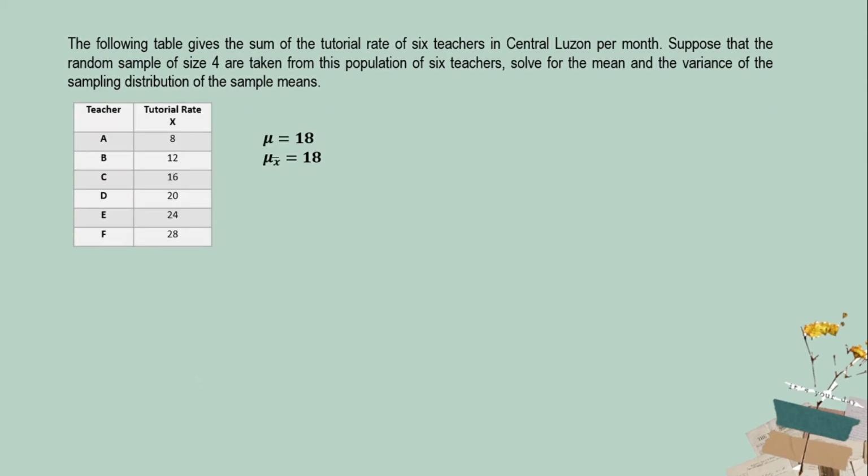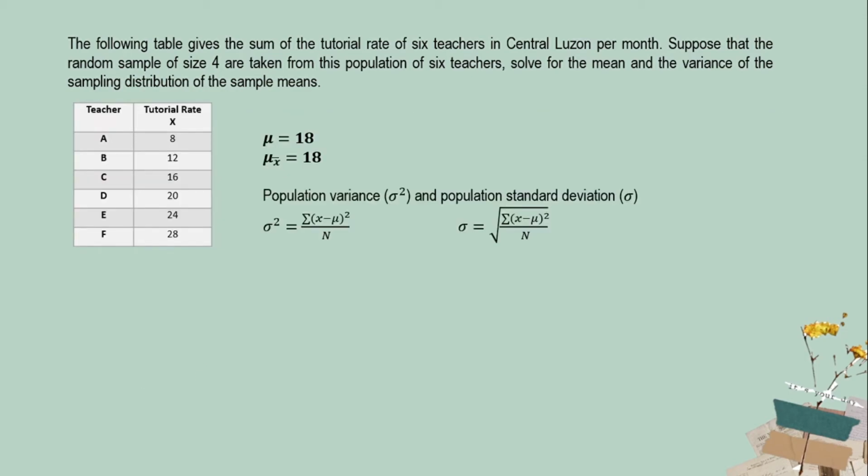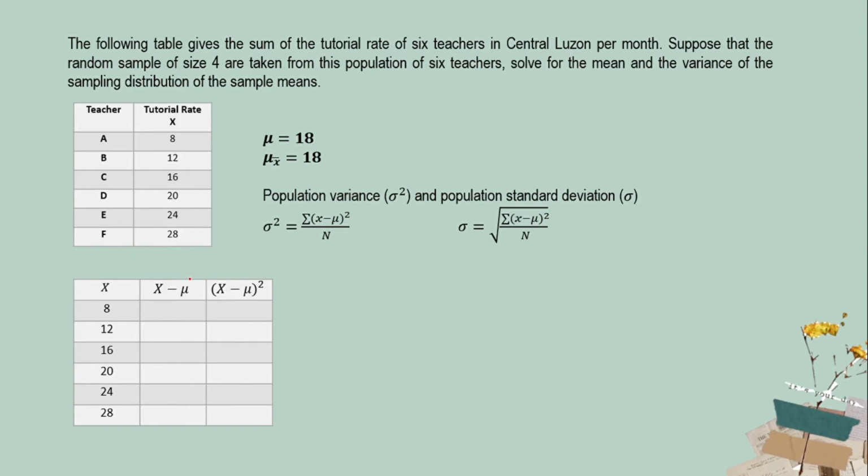So next, we're going to solve for the population variance and population standard deviation. So let's start with the population variance. So since the value of the mean na nakuha natin is 18, we subtract it from the values of x.